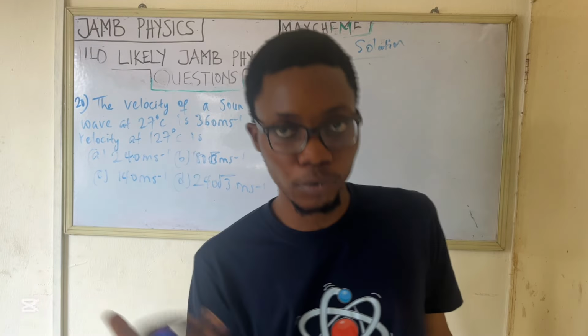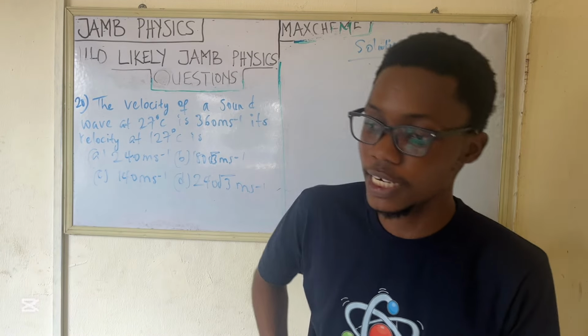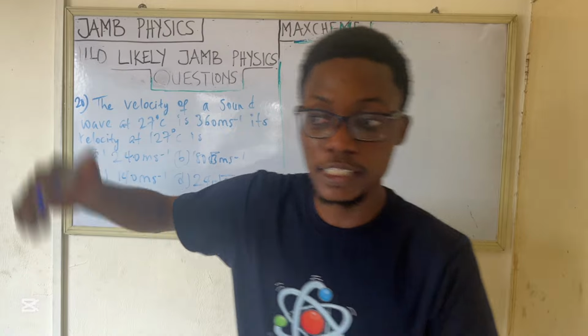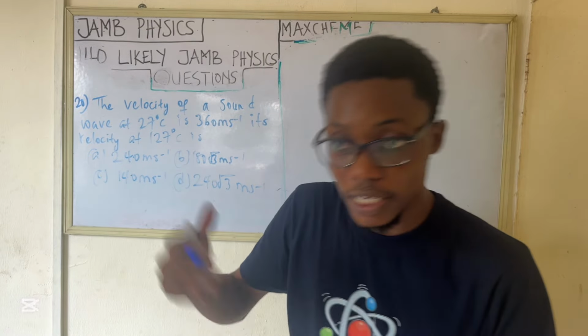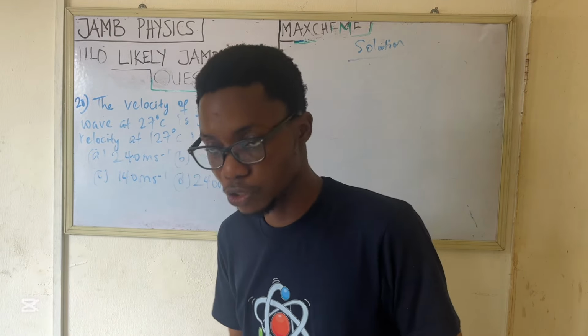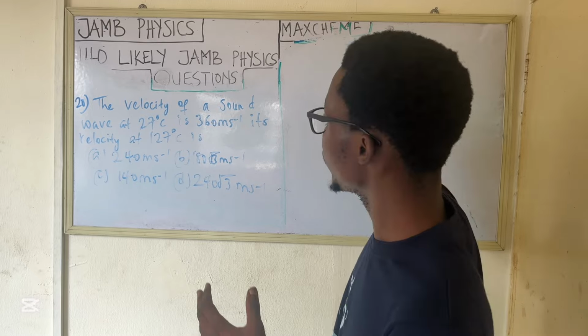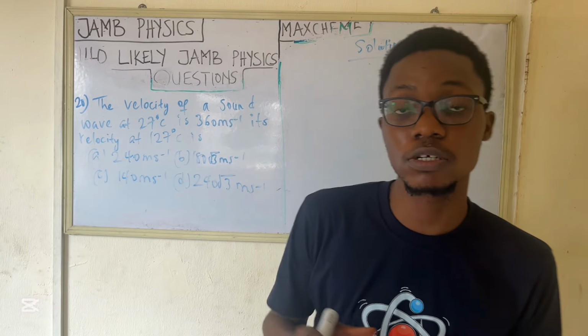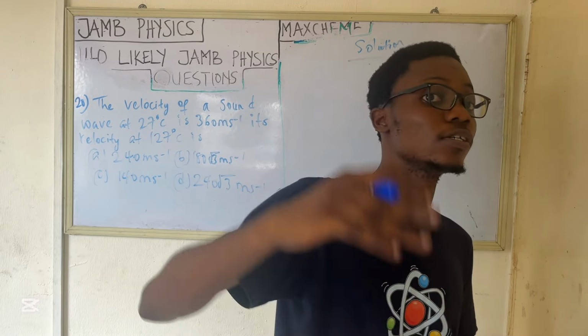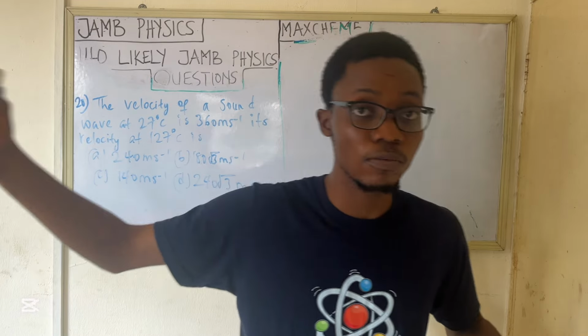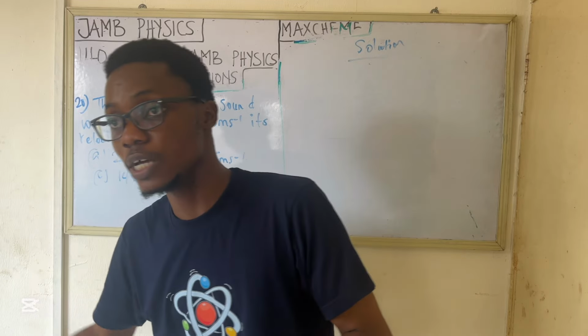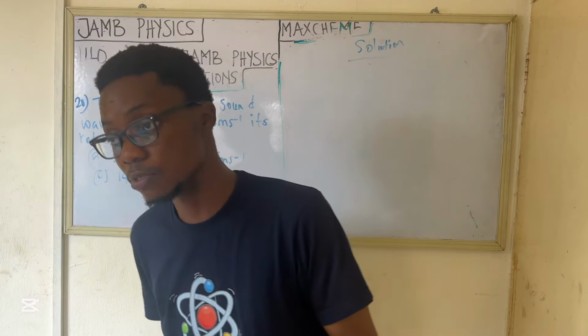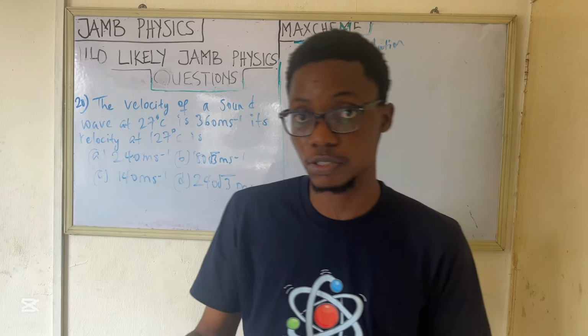But if you see inversely proportional, an increase in one will lead to a decrease in the other, and a decrease in one will lead to an increase in the other. For example, pressure is inversely proportional to volume. That means an increase in pressure will lead to a decrease in volume, or an increase in volume will lead to a decrease in pressure. That is it.